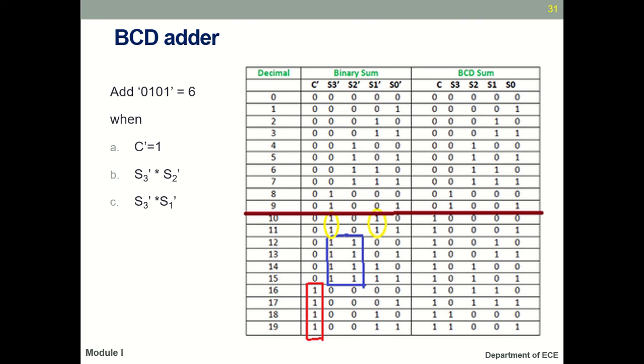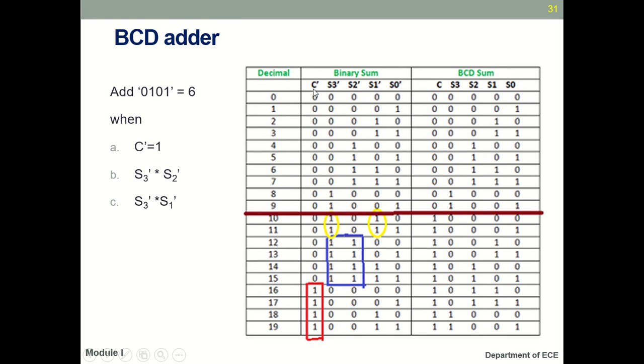So when you add a 6 with this 9 value, you will get 10000. See here, in what cases you have to add a 6. These conditions I have given here. From 10 to 19, you take it up.